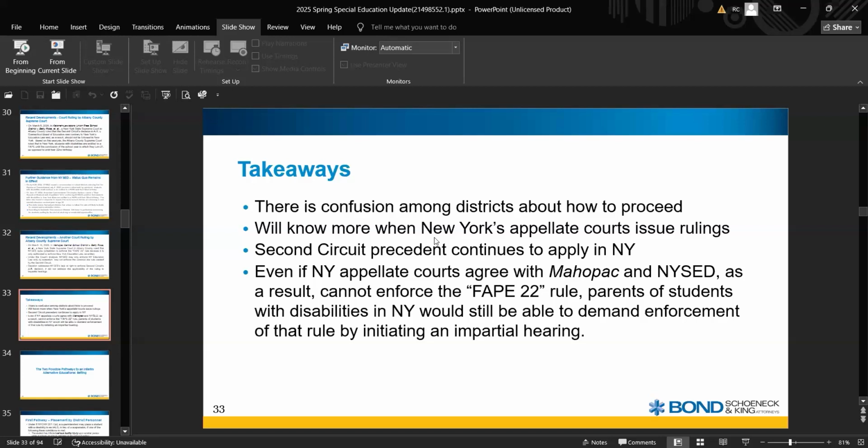And we really thought this is a very important issue. A lot of myths, a lot of misunderstandings. We even think some districts are stopping FAPE 22 based on what they're hearing. And you do that at your own peril.